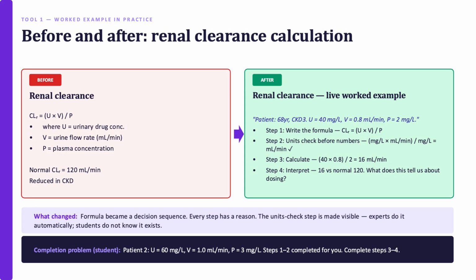What changed is that the formula became a decision sequence. While experts do the units check automatically, students must learn it explicitly. The completion problem provides practice. Using the provided data for patient 2, complete steps 3 and 4.